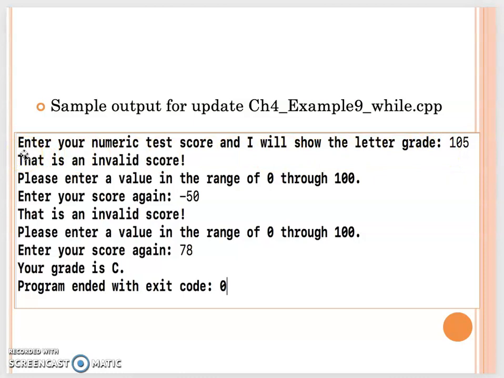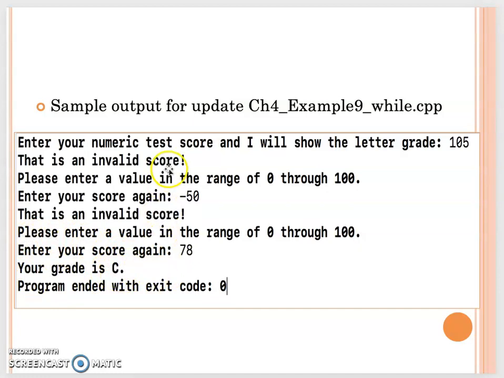So before you make a modification, that's what I want. We ask the user for the numeric test score. Then I will show you the letter grade. If the user enters data greater than 100, it's invalid. So we give the user an error message, saying please enter a value in the range of 0 to 100. Then you enter again. But then the user enters -50. That's an invalid score again, so we display the error message again. Then we ask for the score again. Then you see 78, that's the right range. So we give them the letter grade.